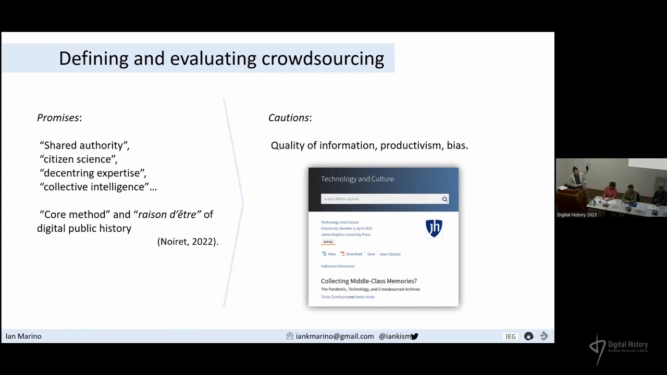One example is this very interesting article that was published by researchers from Luxembourg called Collecting Middle Class Memories, in which they analyzed some COVID-19 archives in Central Europe, and then they showed that there is a bias towards middle class and high class, despite the globality of the pandemic that affected everyone, as we know.